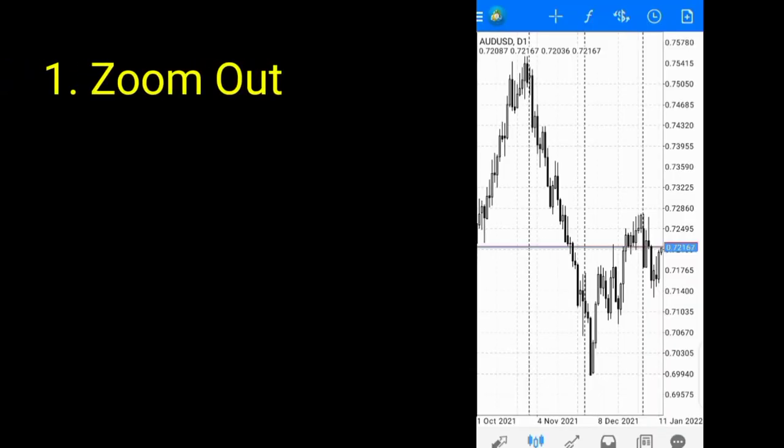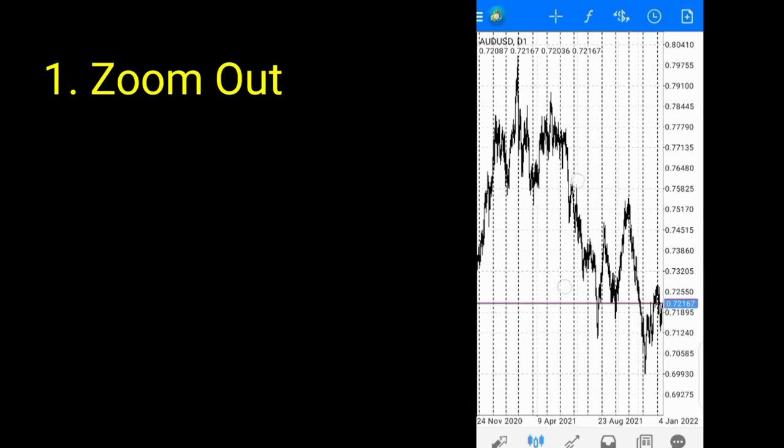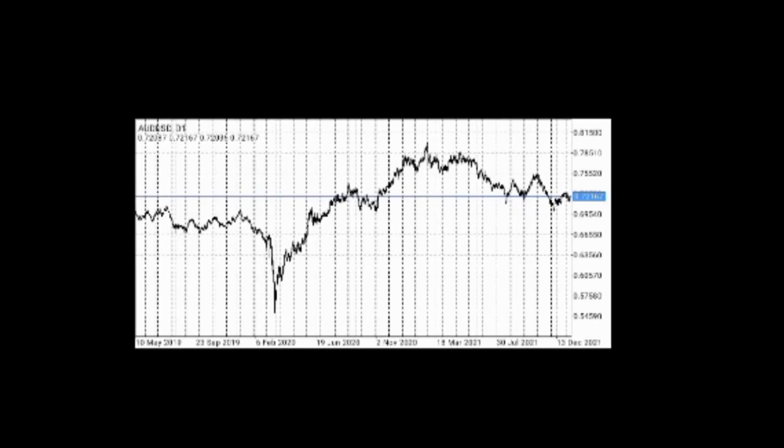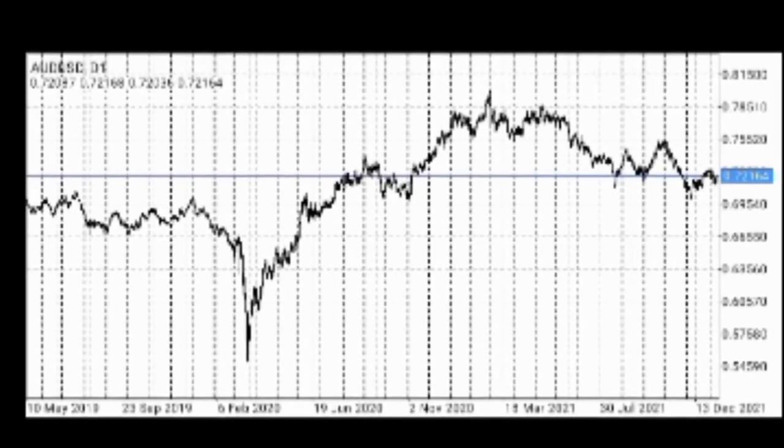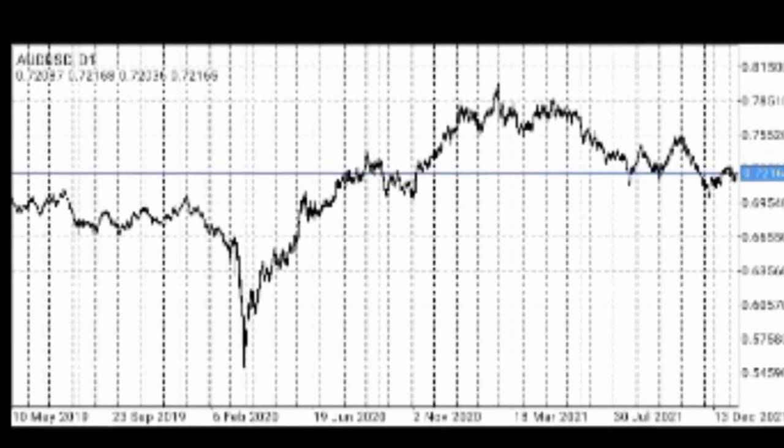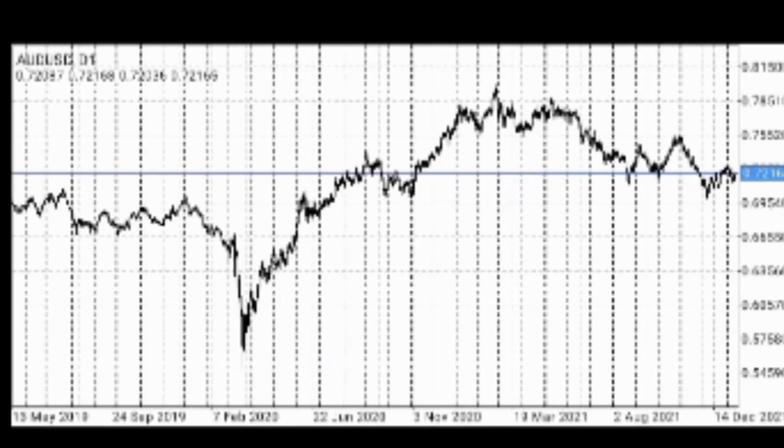Number 1 thing you need to do is to zoom out to see the big picture. So to zoom out with your phone, just use your finger and squeeze in the charts. Then you rotate your phone to have a landscape shape. So when you rotate your phone, you're having a bigger picture. You're seeing farther back into history.